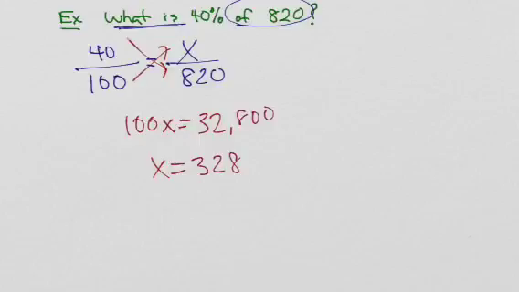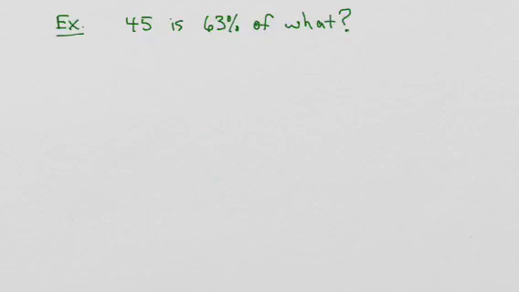So with a test of 820 questions, if you've got to get 40% right, that means you've got to get 328 questions right. Although that'd be a crazy hard test with too many questions. All right, next one, last one.